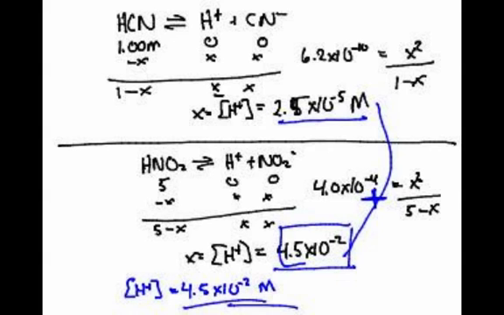All right. Did it ask for the pH? I believe it does. So pH, of course, is just the negative log of this. We get 1.35. And that's an acidic pH, so that makes sense.